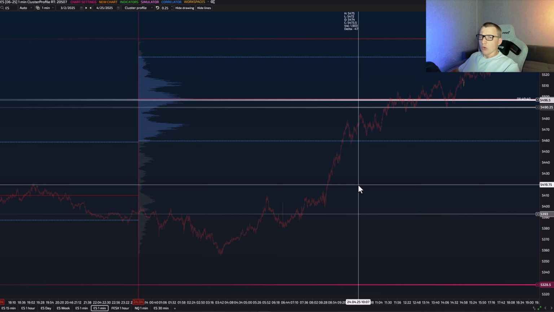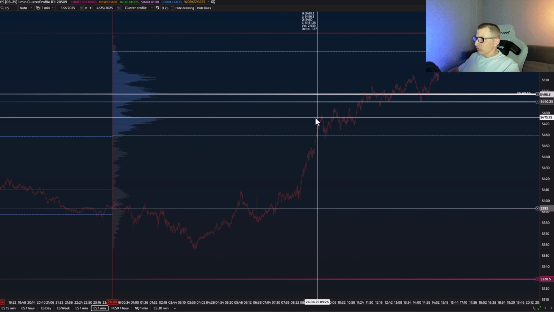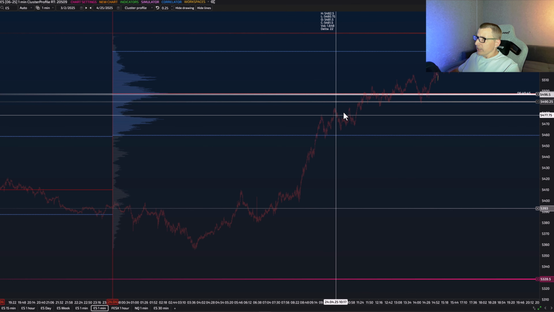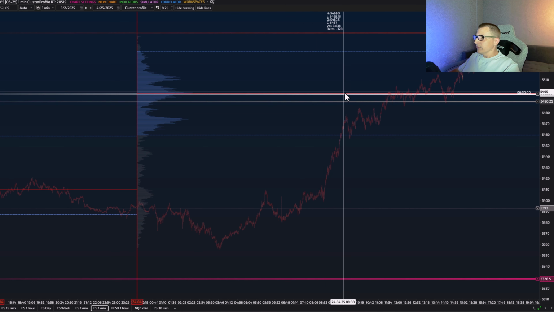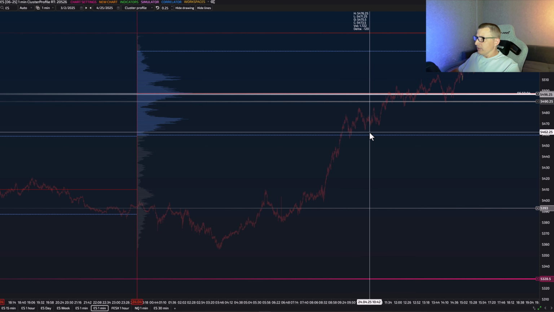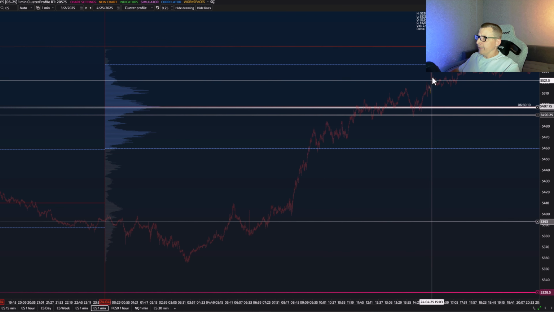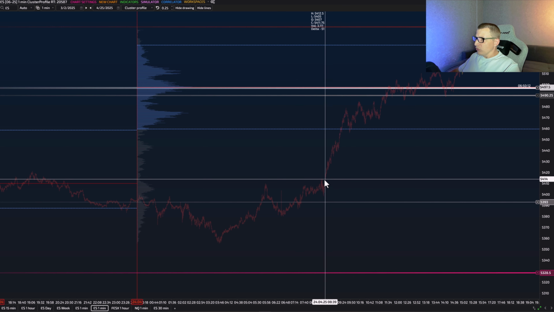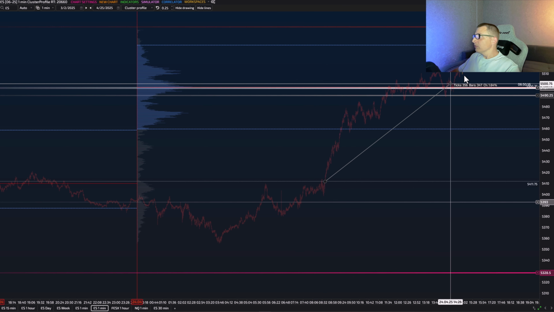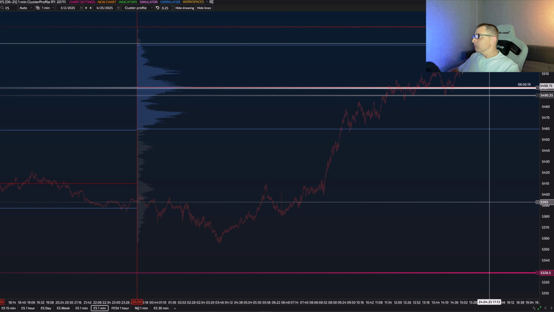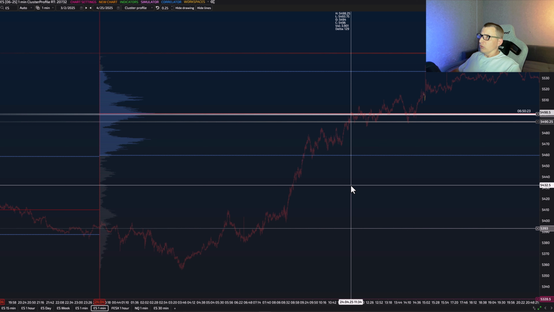Okay. Now, could you hold this position? Yes, you could. You just needed to watch attentively the reaction at this level. If nothing happens here, you could hold this position till the end of the day. And you could earn maybe $600 if you trade just one micro contract. This is S&P 500, where one tick equals $1.25. Okay, so this is it.